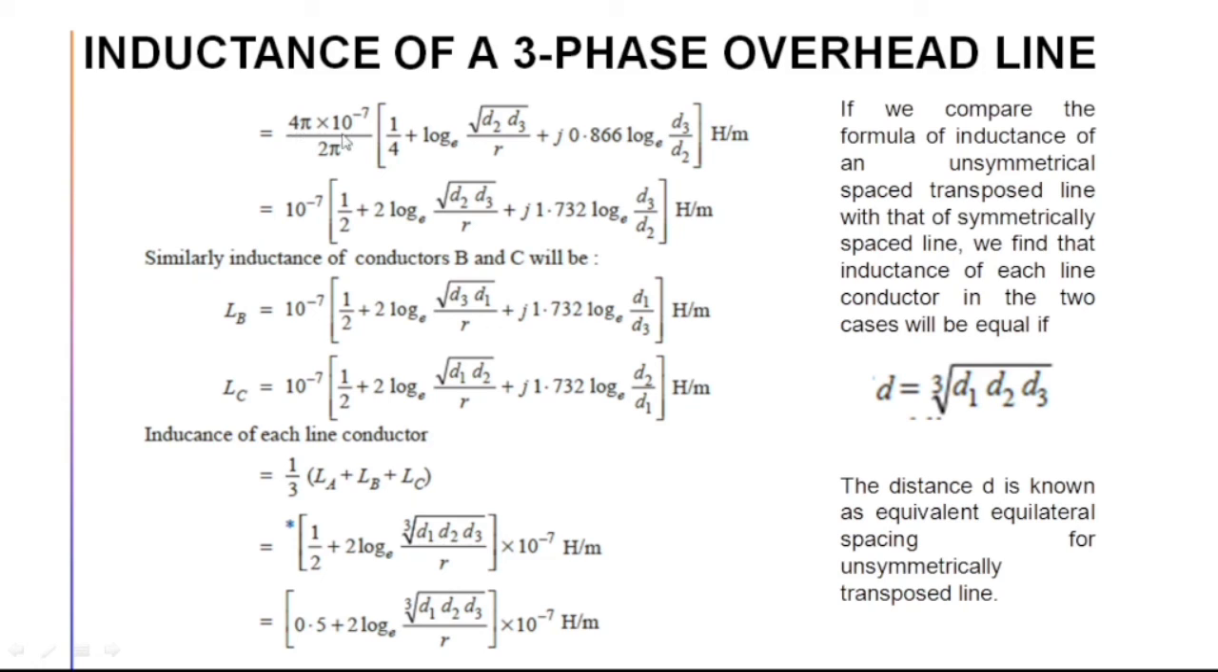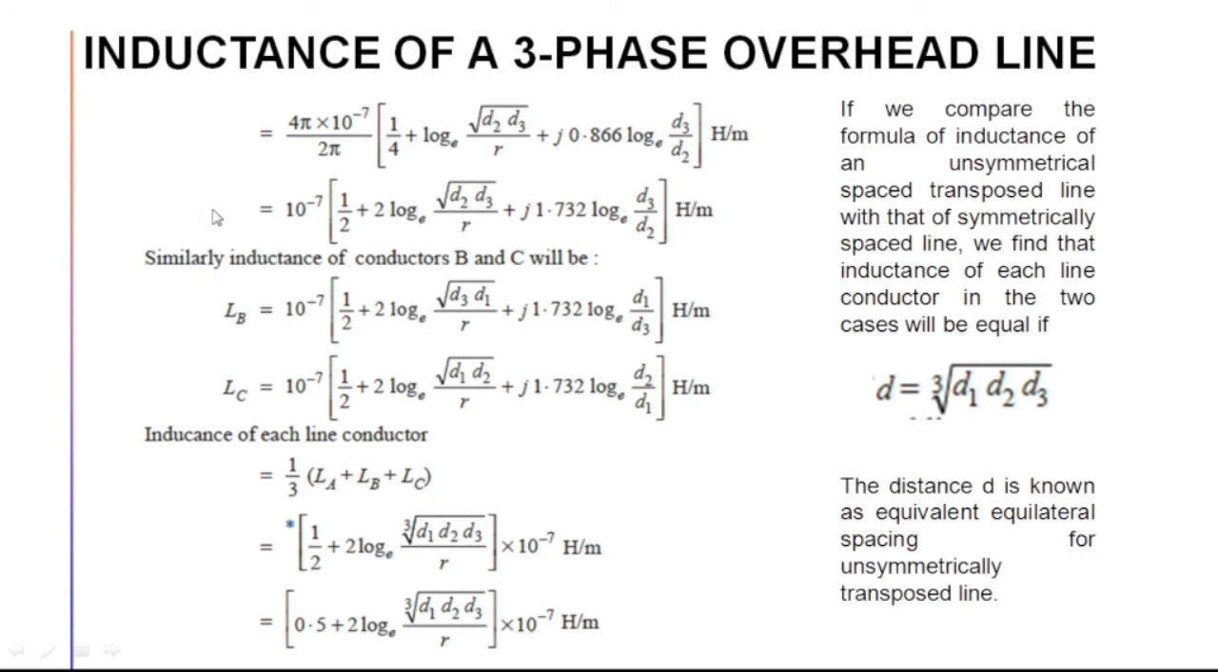Mu naught is equal to 4 pi 10 to the power of minus 7 by 2 pi. This pi cancels, 2 into 2 by 4, this one is 2 by 4, 2 by 4 means 1 by 2, that is 0.5. Here the 1 by 2 we are placing, the same term 1 by 2, and the 2 into log root d2 d3 by r base e plus j 2 into this term we are getting the 1.732 log d3 d2 base e Henry per meter.